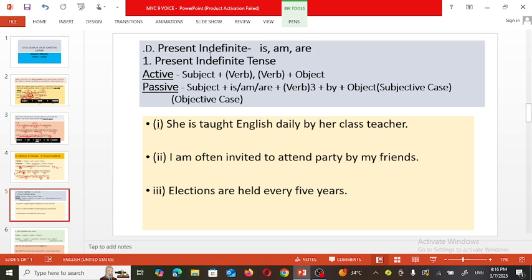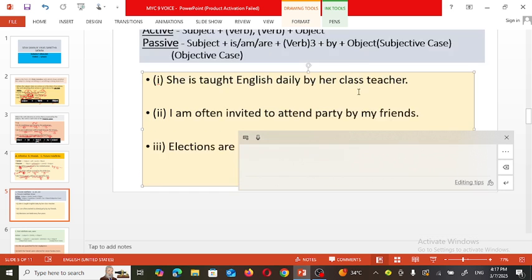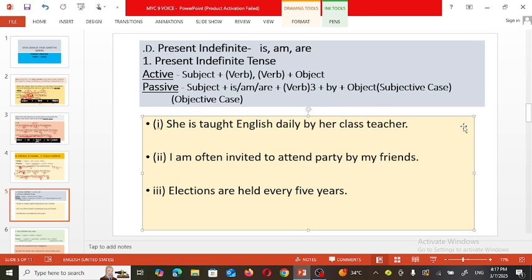Now see if the sentence is like this, in present indefinite. When the sentence is in active voice, it can be subject first, then verb, and then object. When we change it into the passive voice, the object comes first, then the to be form, and then by, and then the subject, which is in the objective case.